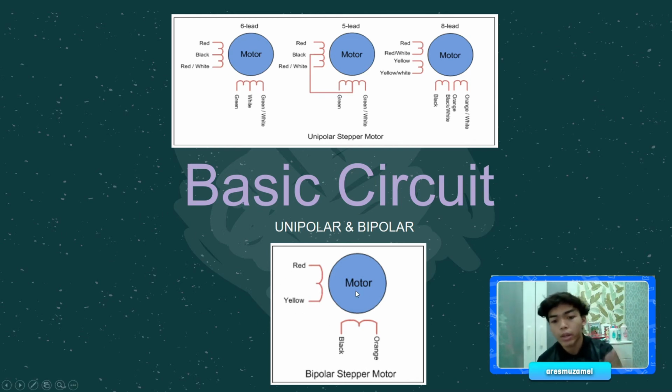It has one winding per stator phase. A two-phase bipolar stepper motor will have 4 leads. A bipolar stepper motor does not have a common lead like the unipolar stepper motor.